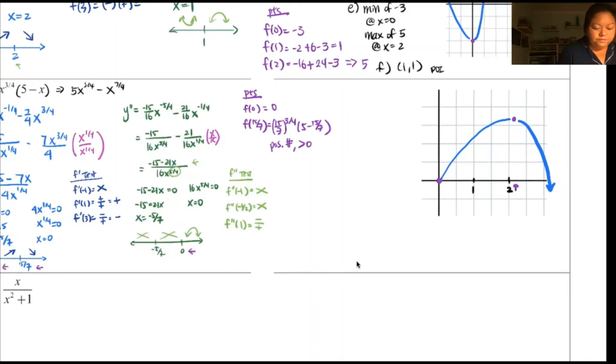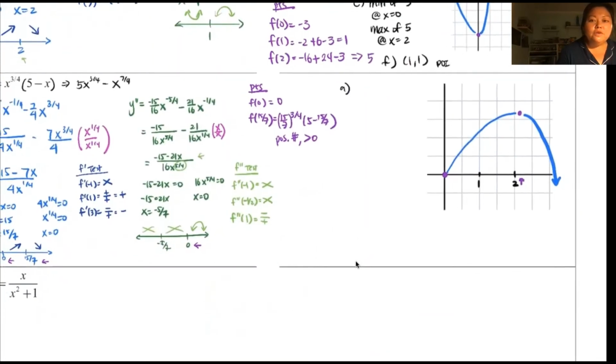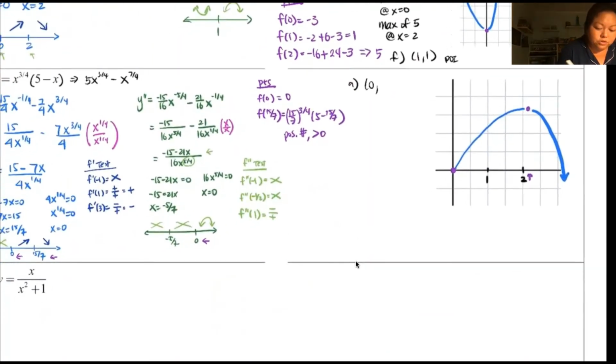All right, time to now answer the questions. Start with part A. Where is this graph increasing? The interval of increasing is 0 to 15 over 7. That's my increasing interval right here. My decreasing interval is from 15 over 7 all the way to infinity, so 15 over 7 to infinity.